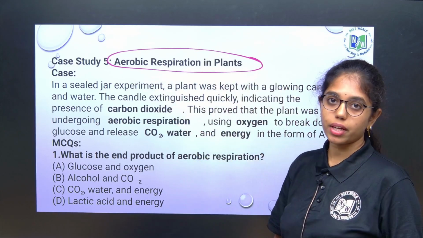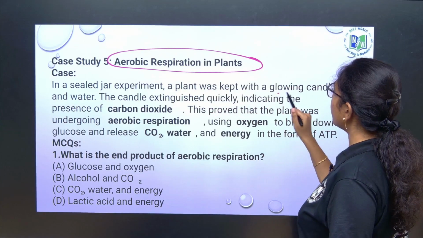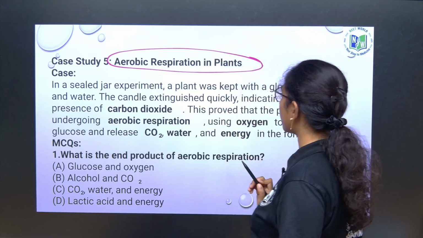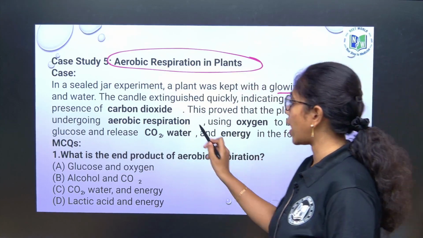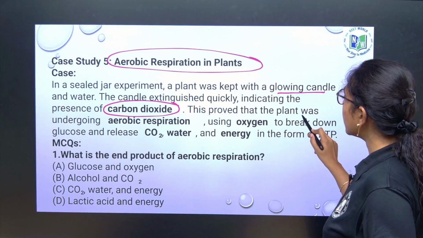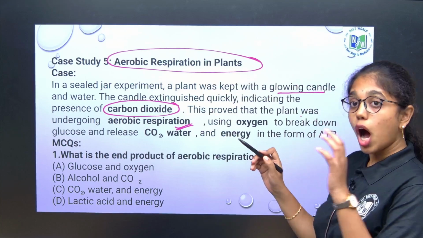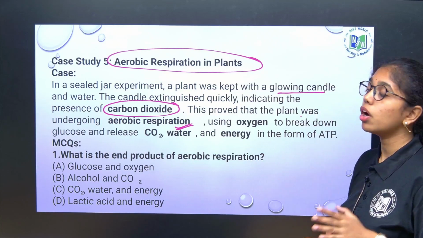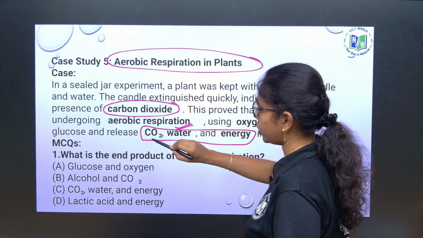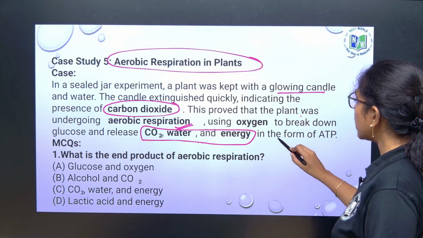Next, last case study, aerobic respiration in plants. In a sealed jar, a plant was kept with a glowing candle and water. The candle extinguished quickly, indicating the presence of carbon dioxide. Listen carefully. This proved that the plant was undergoing aerobic respiration, using oxygen to break down glucose and release carbon dioxide, water and energy.